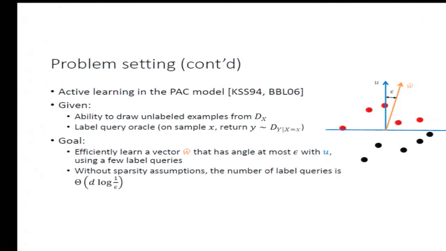Now we're trying to do essentially PAC learning. You have the ability to draw unlabeled samples from D sub x, and then you can ask a query oracle for the label of any chosen x. Then your goal is to efficiently learn the vector w that has an angle at most epsilon. We're thinking about half spaces. Without any sparsity assumptions, the number of label queries required is known to be d log 1 over epsilon. It's a paper that we worked on a while ago.